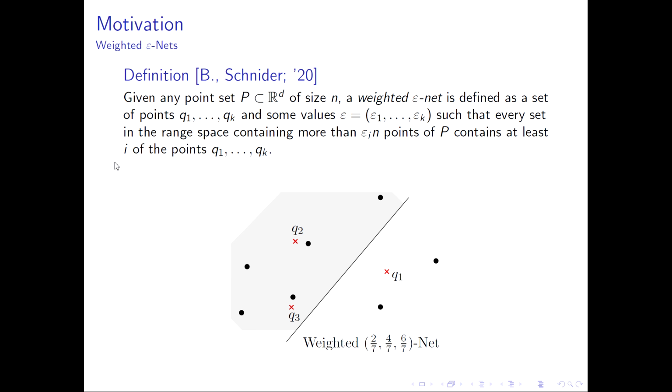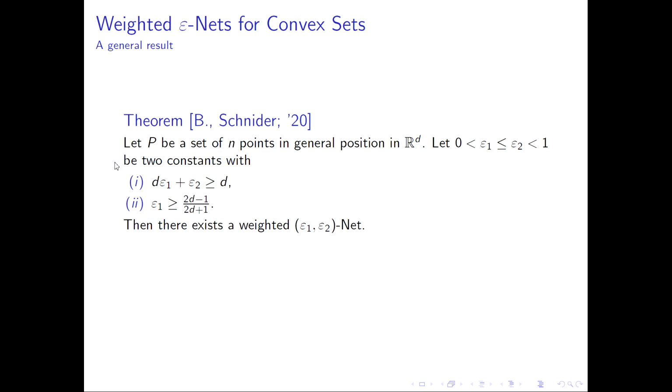Here is another example with 5 points and 2 of the special ones are inside. With this definition, we are able to see the main theorem of this short video. If we are given a point set of n points in general position in R^d and 2 values epsilon1 and epsilon2 satisfying 2 inequalities, then we know that there exists a weighted epsilon-net.